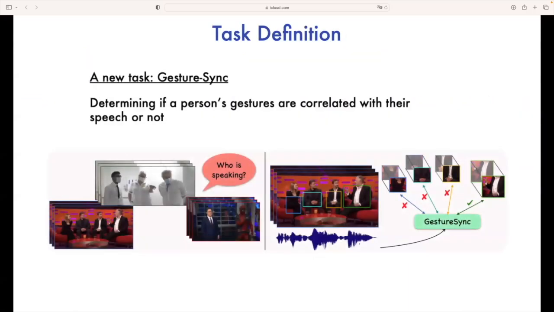So we propose a new task in this work, the task of gesture synchronization, basically to determine if a person's gestures are correlated with their speech or not. The objective here is to analyze to what extent it is possible to answer the question, who is speaking, from gestures alone, without the need of a talking face or a talking head to be available.